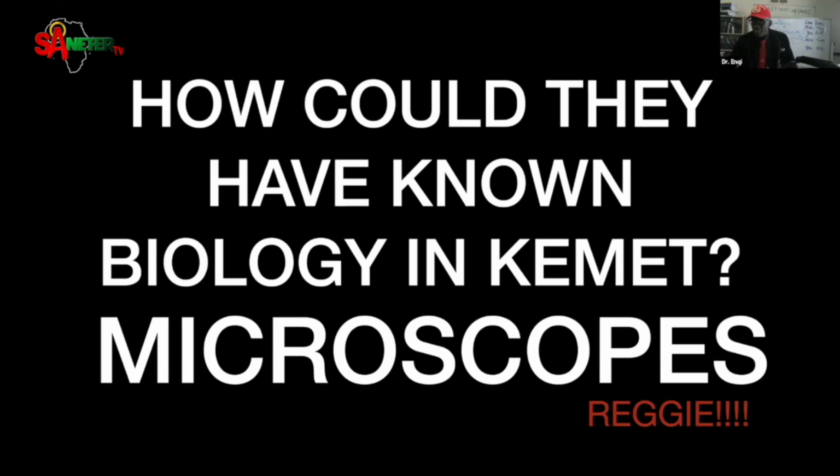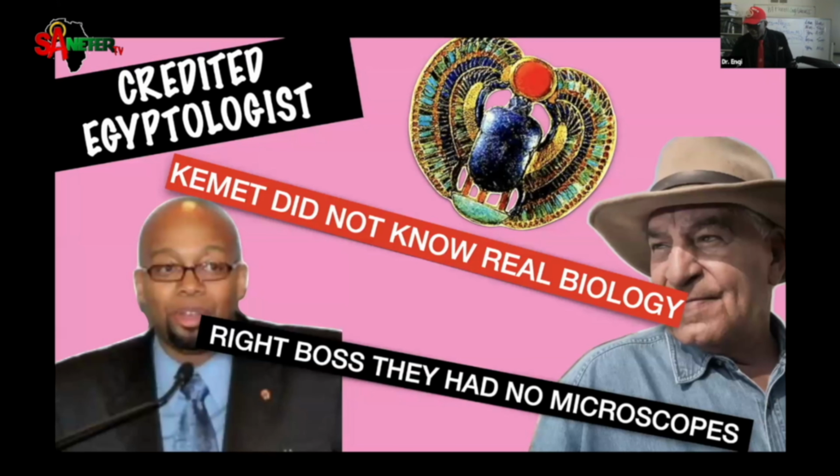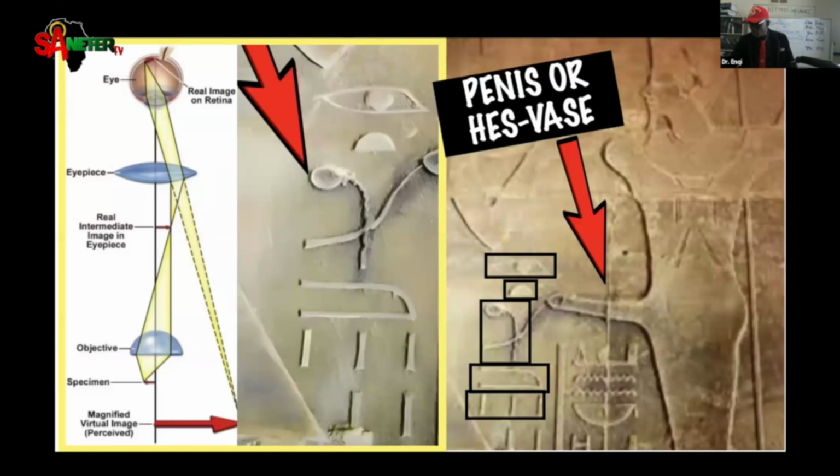Now, how could they have known that biology in Kemet without a microscope? How could they have known that? Well, because they had microscopes.